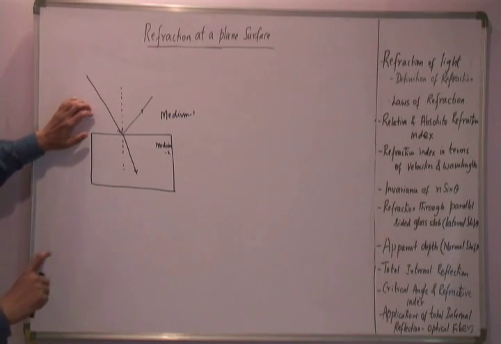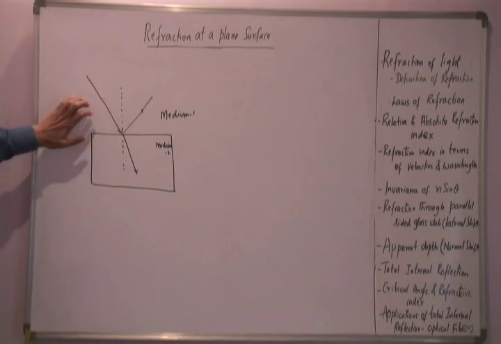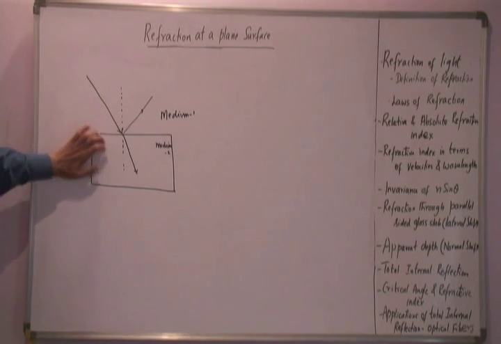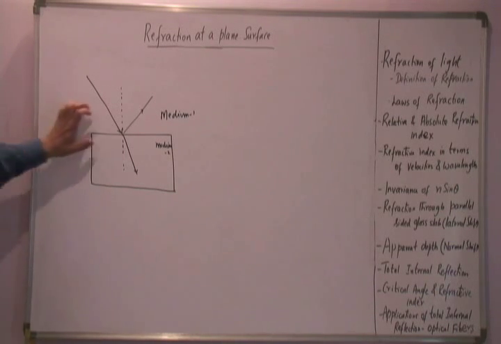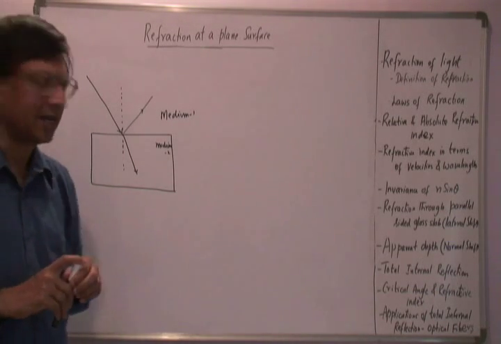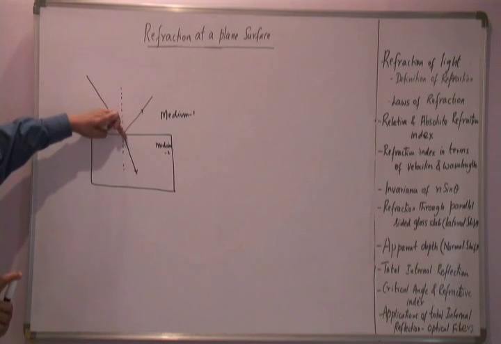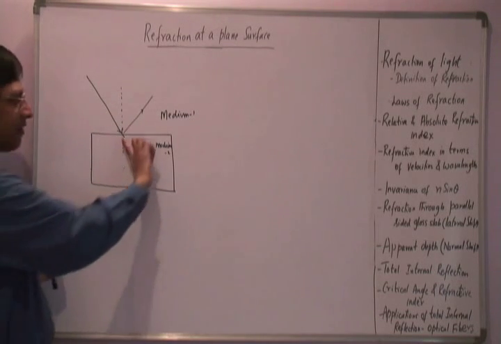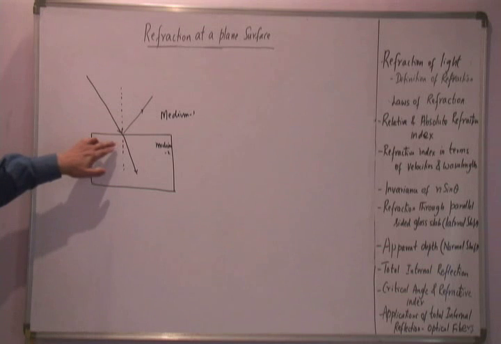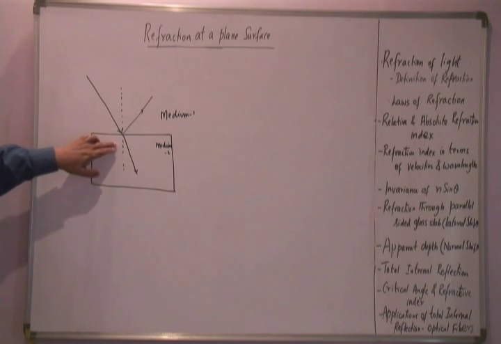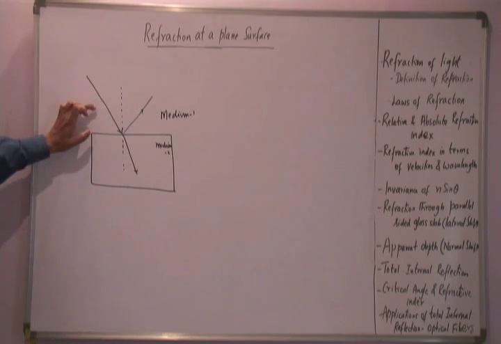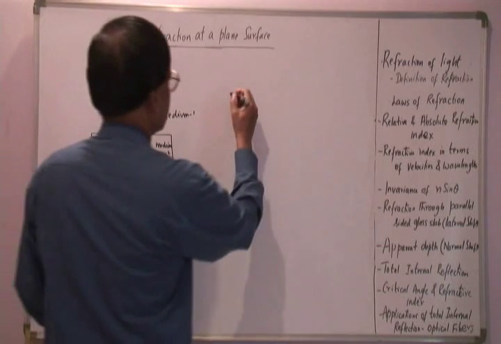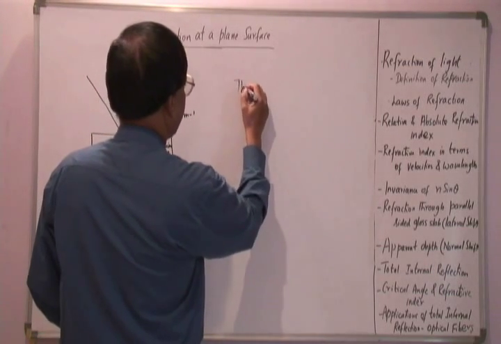Now there is a difference in velocity of light in this medium compared to this medium. The velocity of light is different here and it's different in this medium. Because of these differences in velocity of light, when it travels in medium 2 it bends. Either it bends towards the normal or away from the normal. This deviation or change in direction of light when it travels from one medium to another medium is known as refraction of light.